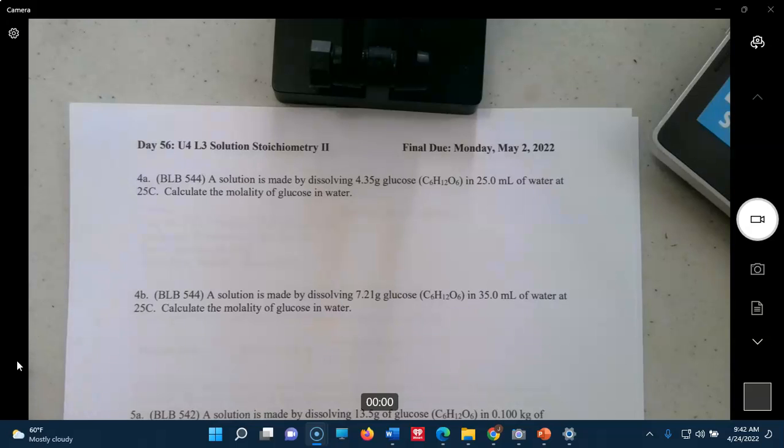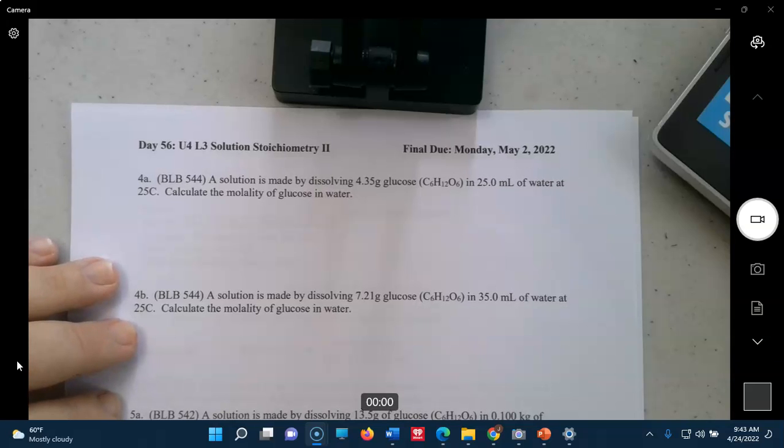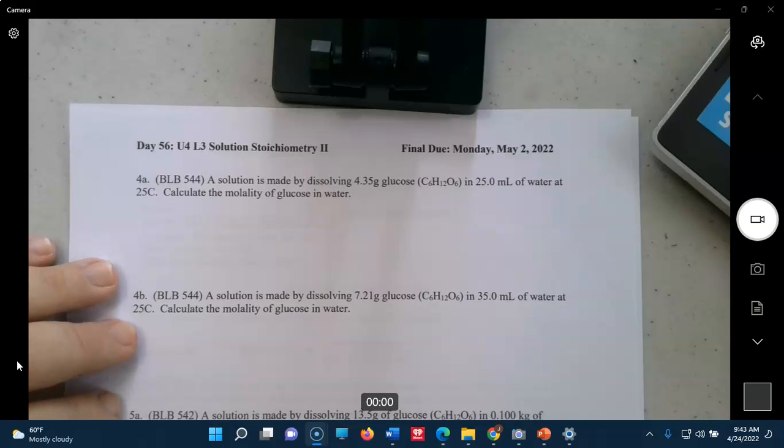A solution is made by dissolving 4.35 grams of glucose, that's the solute, in 25 milliliters of water, that's the solvent, at 25 degrees. Calculate the molality of the glucose in water. Pretty much the temperature has nothing to do with this, other than it's just saying it's a pretty standard room temperature. So if you're wondering where that fits into it, it really doesn't. Okay, so we're trying to calculate molality here.